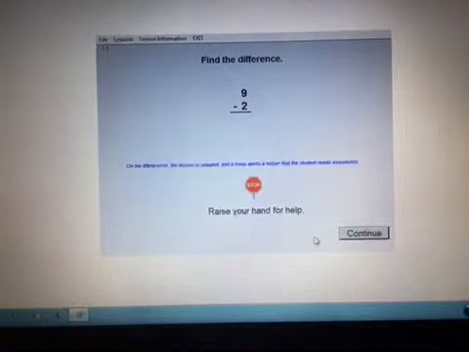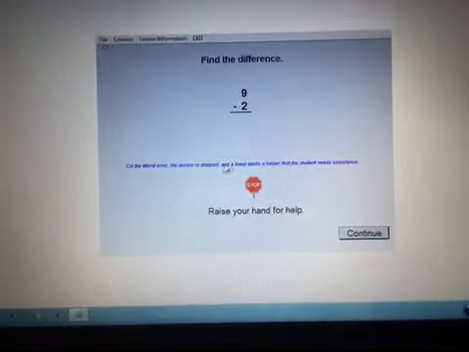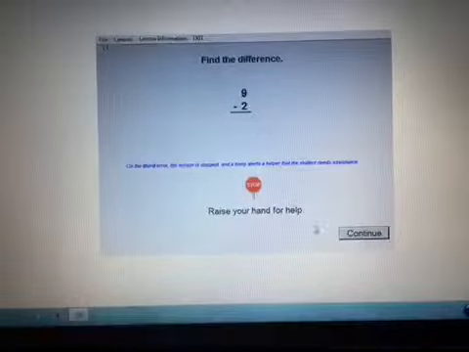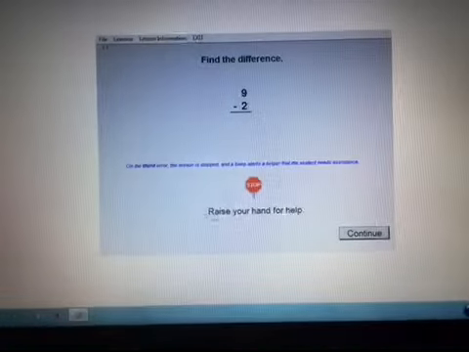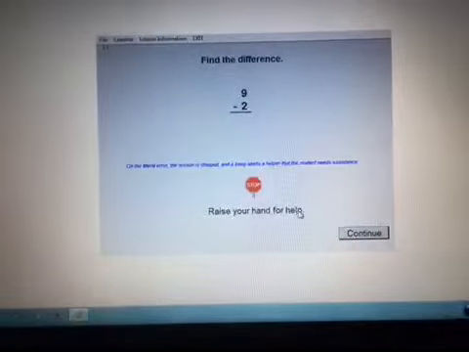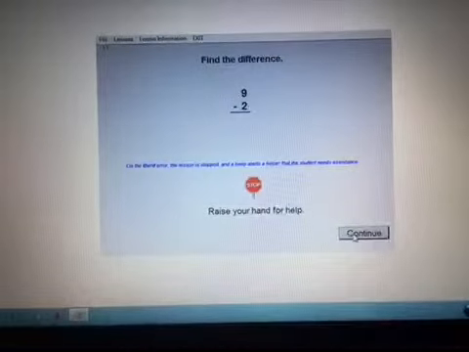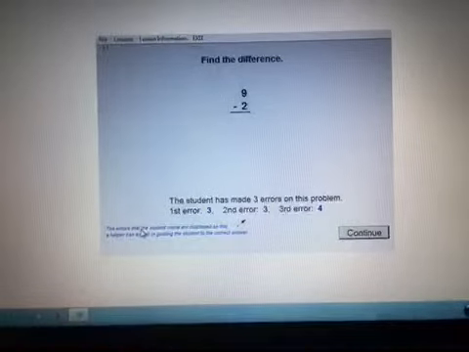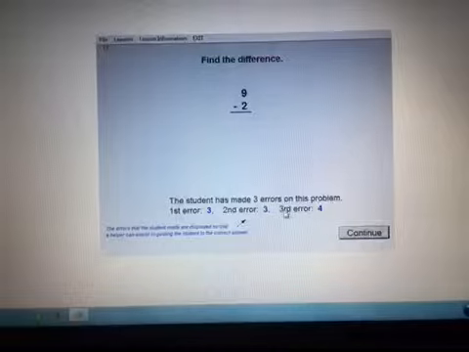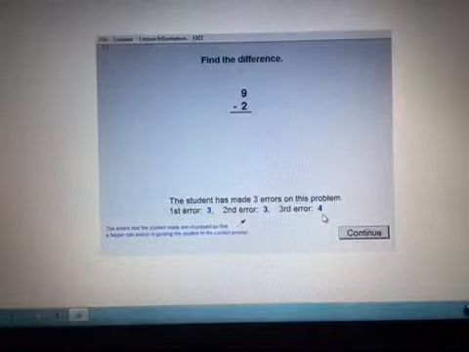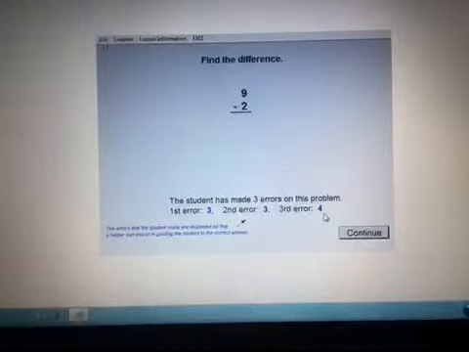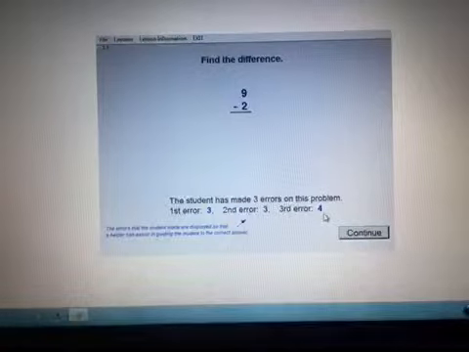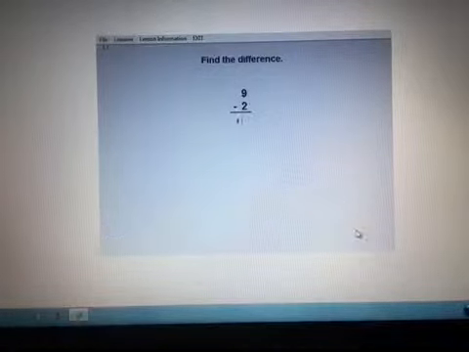No. And now in the third error, we have a stop sign, which the student then raises their hand for help. A helper comes over and they can see the errors that the student made and provide one-on-one help to get the answer.